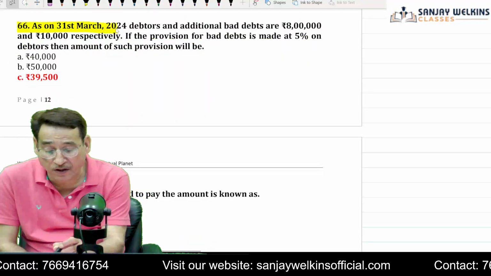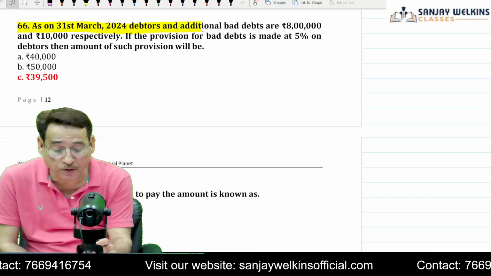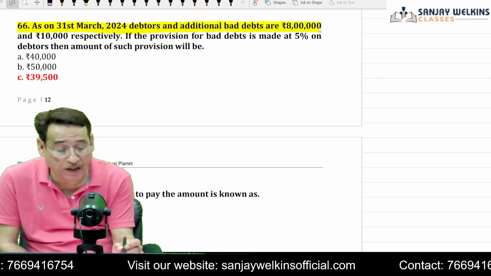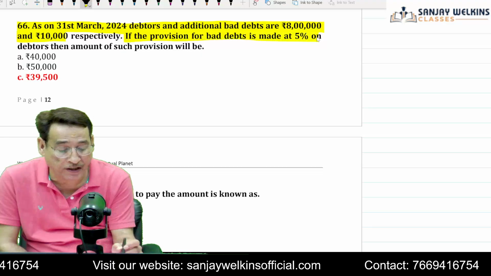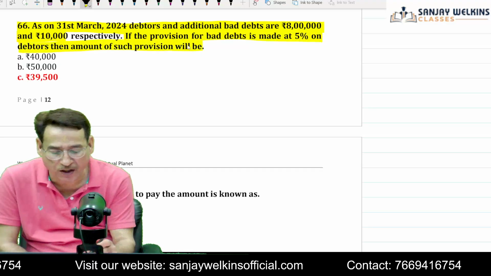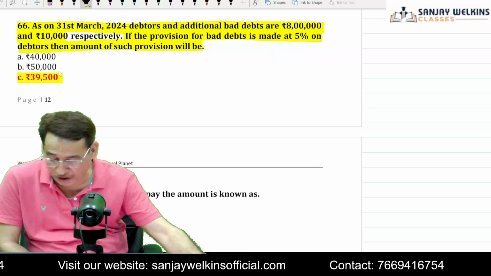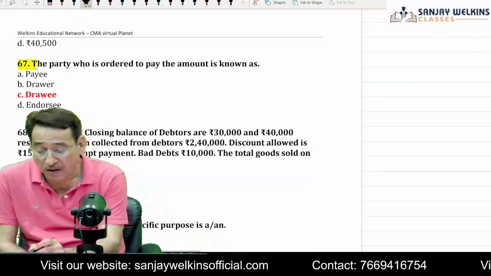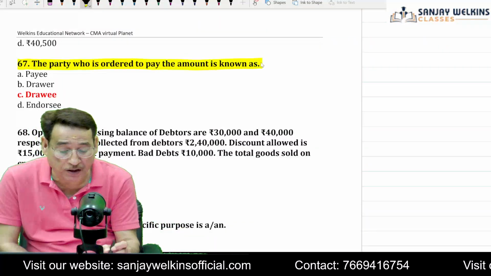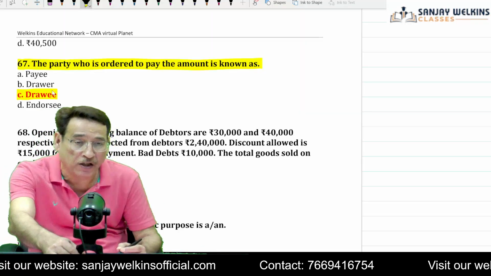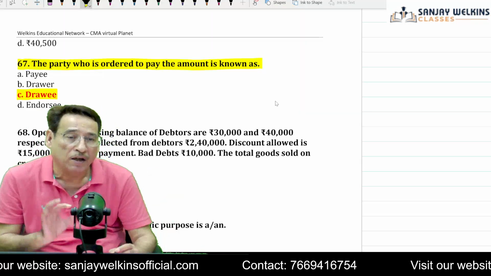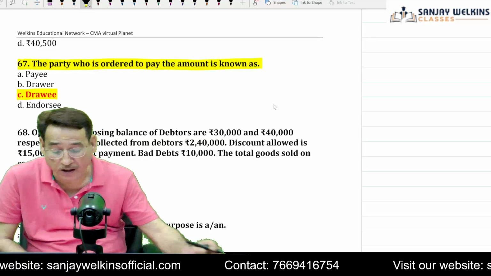66. As on 31st of March 2024, debtors and additional bad debts were 8 lakh and 10,000 respectively. If the provision for bad debts is 5% on debtors, we have already done this particular question. Your answer will be 39,500. The party who is ordered to pay the amount is known as drawee. Of course, if I am going to draw a bill upon somebody, that party will become a drawee. Correct? No doubt about that.